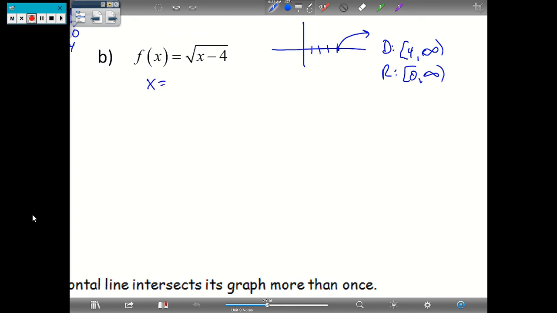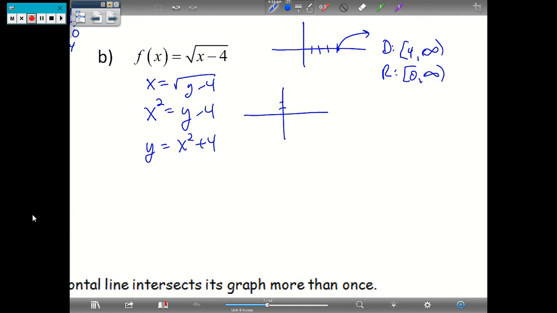So we have x equals the square root of y minus 4. So how do I release the y from inside there? I square both sides. X squared equals y minus 4. Solve for y. Y equals x squared plus 4. This graph looks like this. Well, that's a problem. Is that one-to-one? Nope. So I can't just use it. I can't just say, oh, that's my inverse. I'm going to have to restrict it. It needs to match the side that I have right here.